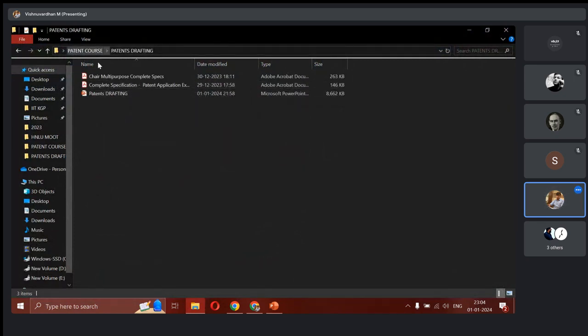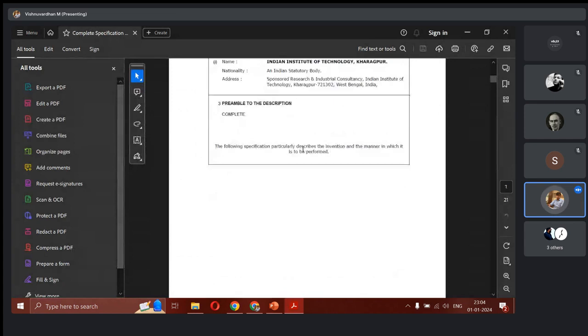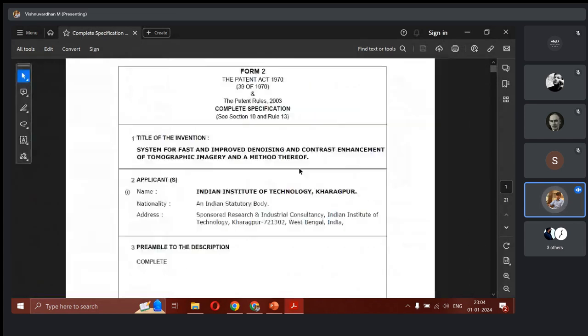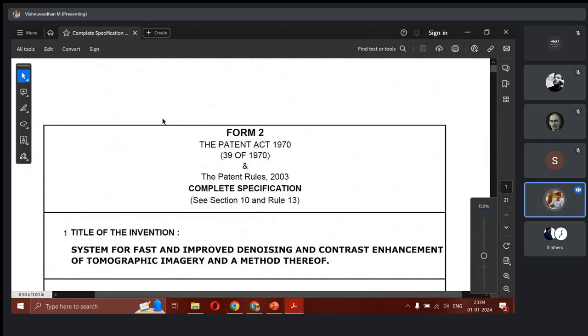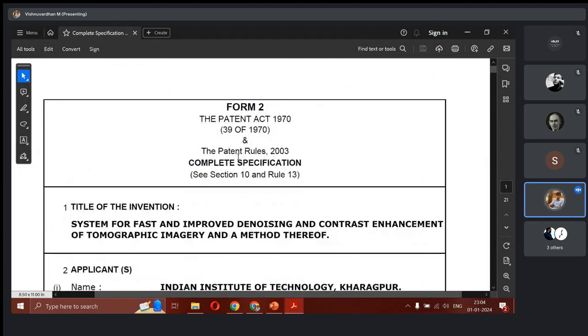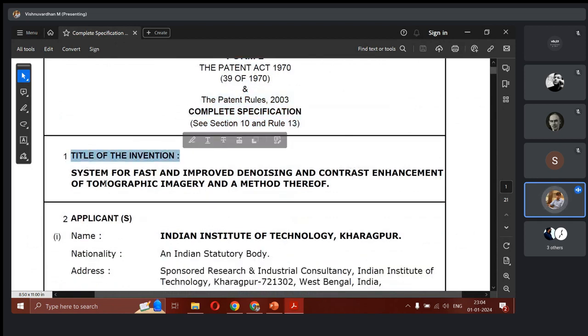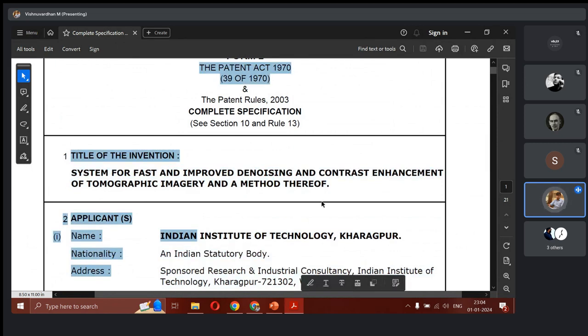So just to show you guys an example, this is a patent application which is filed by IIT itself. Professor Padmavati from our school has been part of the drafting over here. Same thing, form 2, complete specification, title. Just look at the title. It's a software invention: system for fast and improved denoising and contrast enhancement of tomographic imagery and method thereof. Okay, so I thought I'll show you guys this application first.